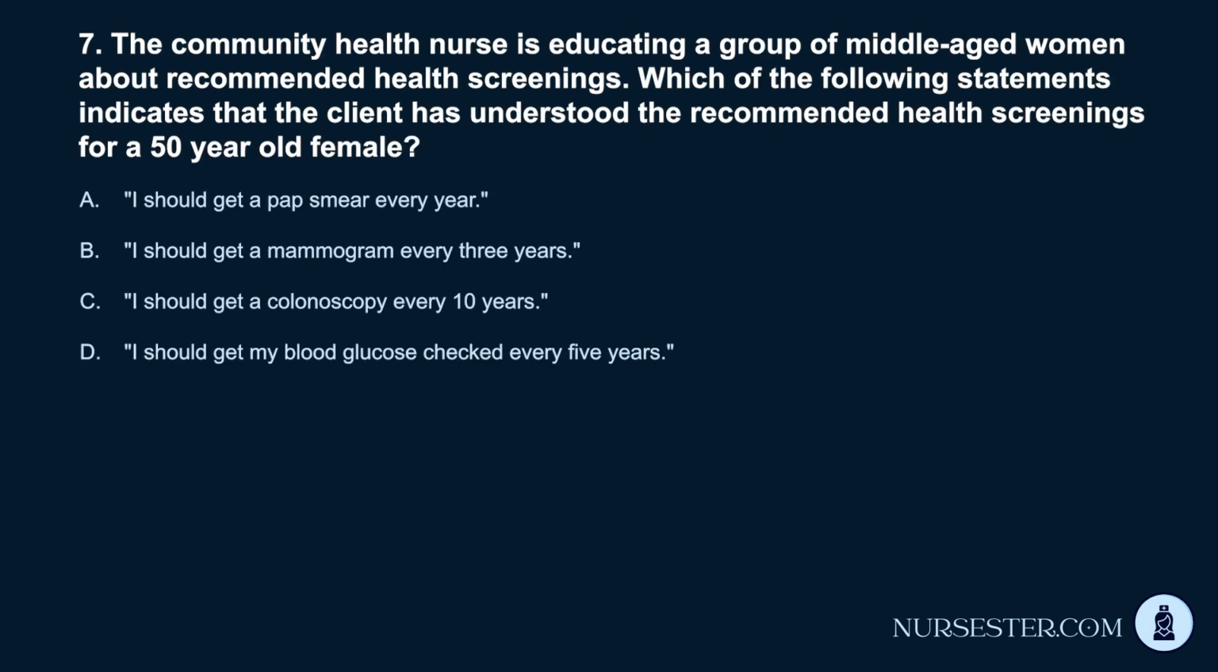7. The community health nurse is educating a group of middle-aged women about recommended health screenings. Which of the following statements indicates that the client has understood the recommended health screenings for a 50-year-old female? A. I should get a pap smear every year. B. I should get a mammogram every 3 years. C. I should get a colonoscopy every 10 years. D. I should get my blood glucose checked every 5 years. Correct answer: C. I should get a colonoscopy every 10 years.